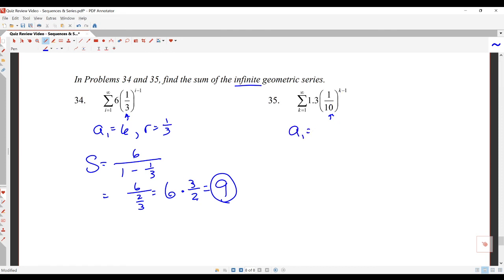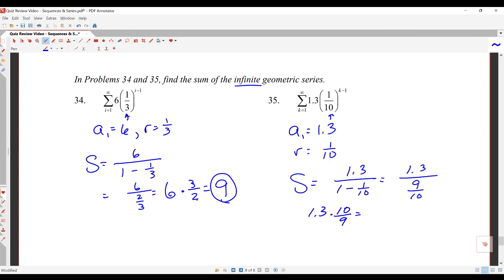Plug in 1, 1 minus 1 is 0, 1/10 to the 0 is 1, times 1.3 is 1.3, and R is 1/10. So our sum is 1.3 over 1 minus 1/10. 1 minus 1/10 is 9/10. So I get 1.3 times 10 over 9. Multiplying by 10 is very easy, just moves the decimal over. So we get 13 over 9 as an answer.